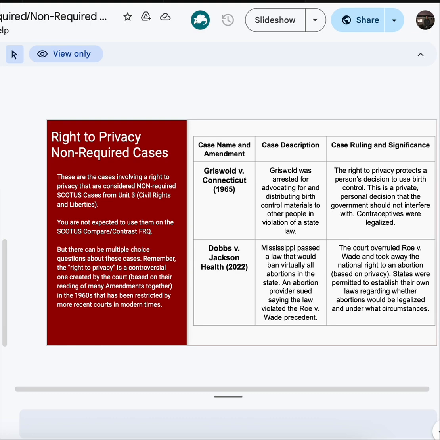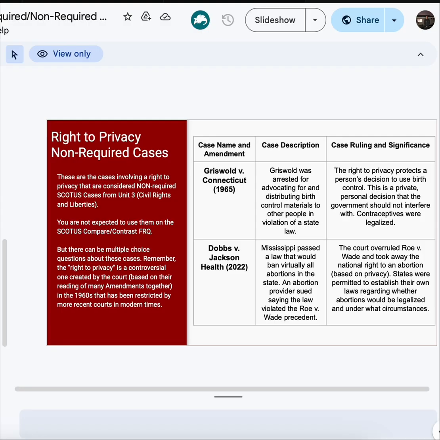The Supreme Court ruled that the Constitution protects a right to privacy even though the word privacy does not appear explicitly in text. And the court found that this right is implied through several amendments in the Bill of Rights and applied to the states through the 14th Amendment's due process clause.